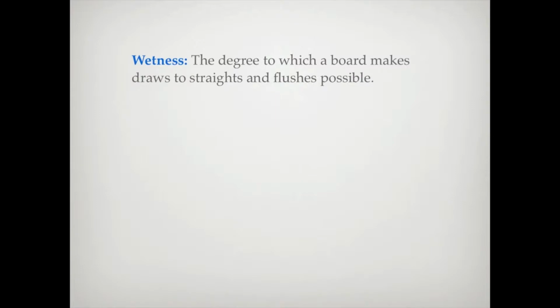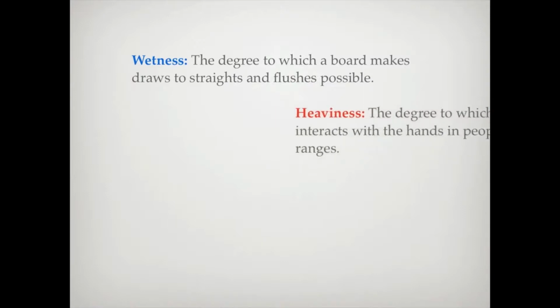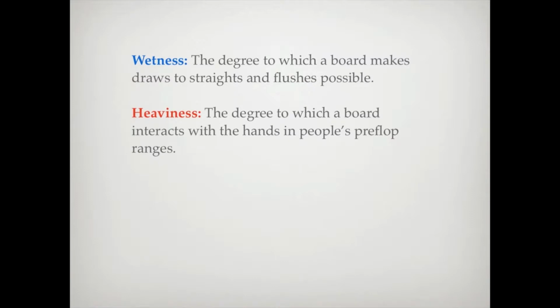So how can we describe the difference in wetness between two different two-tone boards, like Jack 5-3 and King Jack 8? Ladies and gentlemen, it's my pleasure to introduce to you heaviness. Heaviness is the degree to which a board interacts with the hands in people's pre-flop ranges, and basically what it does is fill in the language gap that we just pointed out a second ago. You'll get a better picture of how all of this stuff fits together once you see the hand examples in the next few slides. But for now, simply realize that when we say that a board is heavier, it means that the pre-flop ranges of our opponents are likely to hammer that particular board texture. More specifically, heavier boards contain big cards, and lighter boards contain lower cards.